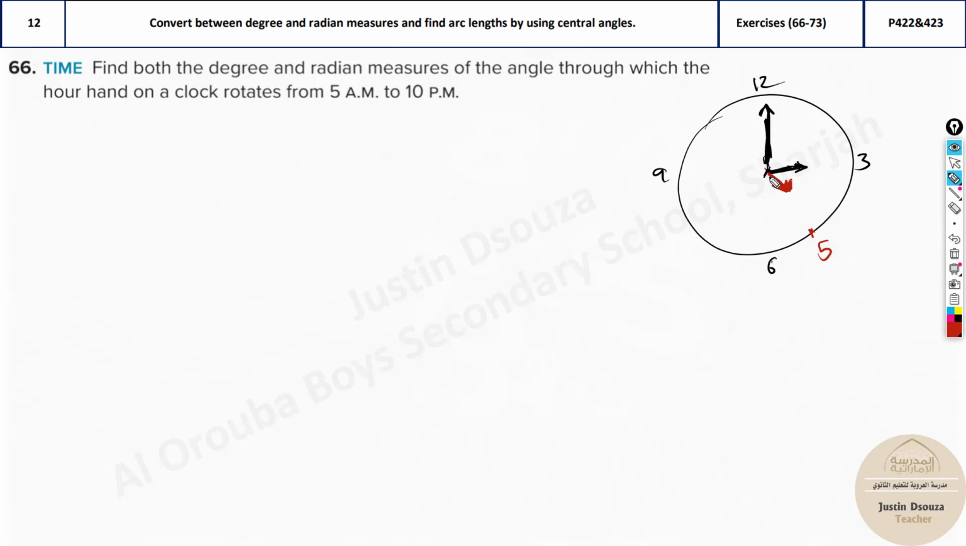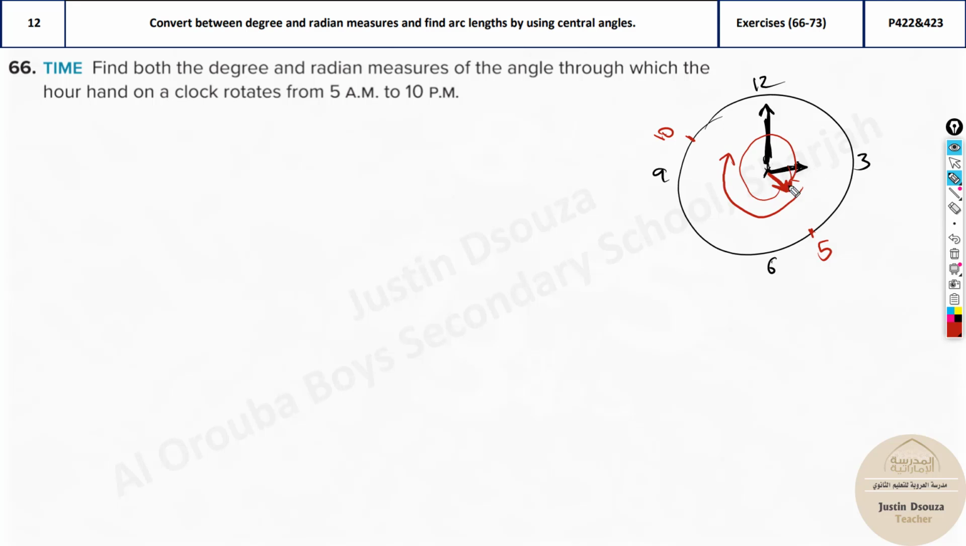We need to see how much it will take, the radian and degree measure from 5 a.m. to 10 p.m. It's not just one rotation, it's more than one. You'll come over here, then again go some extra till over here. That is the answer. So how would you do this? If you understand the concept, it's very easy.